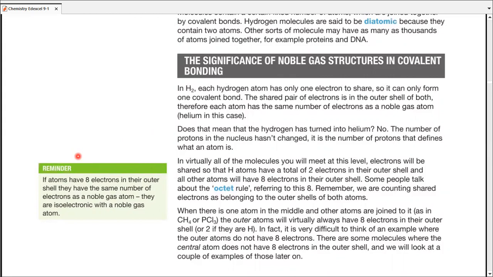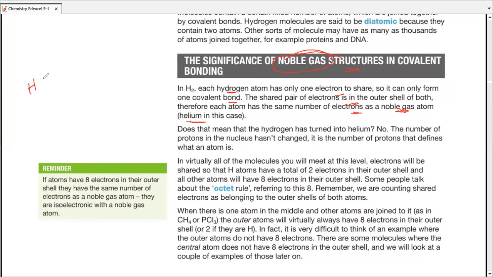The ones that have a stable outermost shell in the entire periodic table are named noble gases. So what every other atom is trying to do is copy their electronic structure by bonding. For example, a hydrogen atom has only one electron to share. When it forms a covalent bond, the shared pair of electrons is in the outer shell of hydrogen. This is the exact same number of electrons as the noble gas. The nearest noble gas to hydrogen is helium.